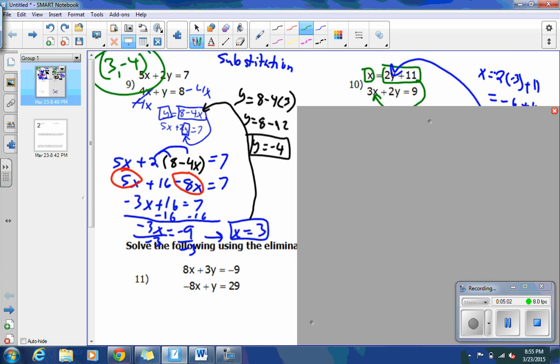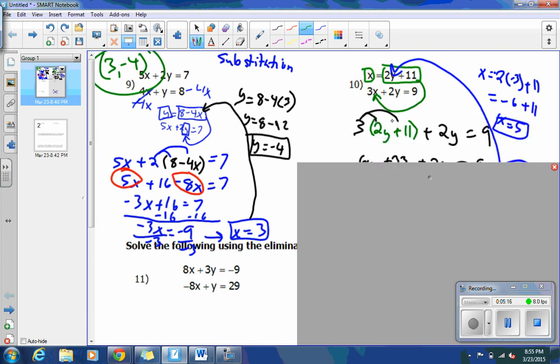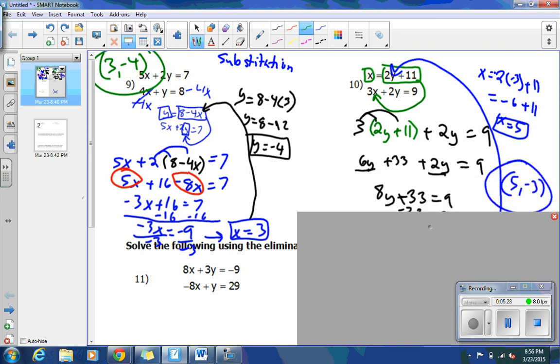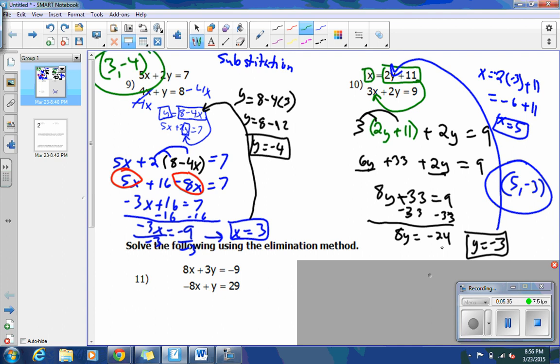Only one step shorter, because if you look at the original, x was already solved for. So what I did was take whatever x is equal to, in this case 2y plus 11, and plug it in for the x in the other equation. So down here, instead of 3 times x, it's 3 times 2y plus 11, and you still have your plus 2y equal to 9. Some distributing and combining of like terms, you end up with 8y plus 33 equals 9. And when you solve that using two steps, you should get y equals negative 3.